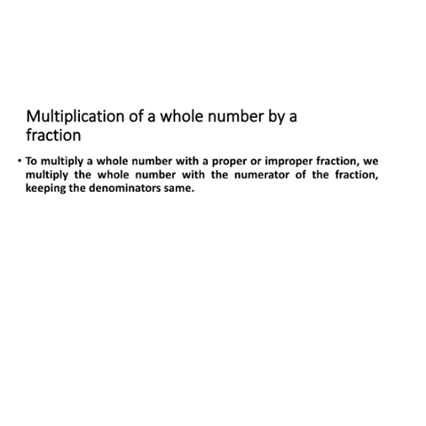Now, our next one is multiplication of a whole number by a fraction. To multiply a whole number with a proper or improper fraction, we multiply the whole number with the numerator of the fraction, keeping the denominator the same.